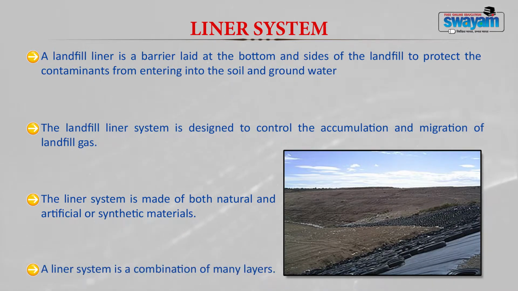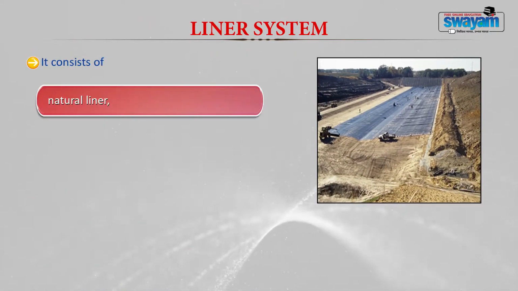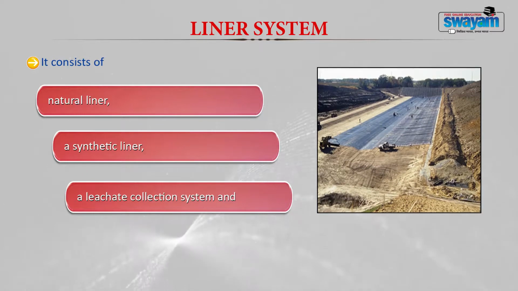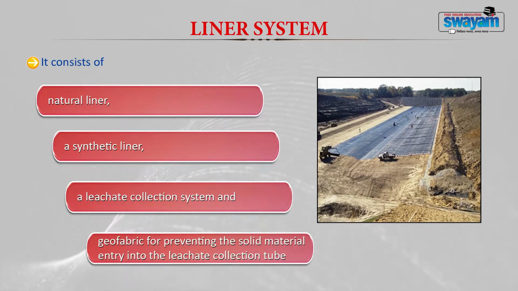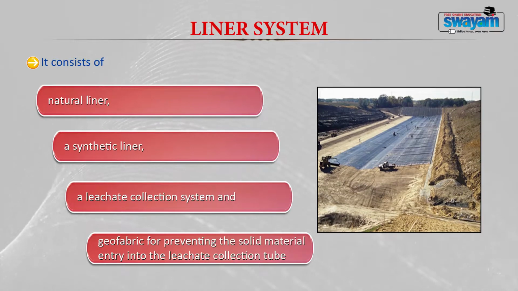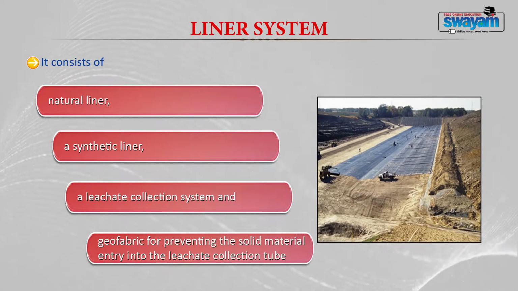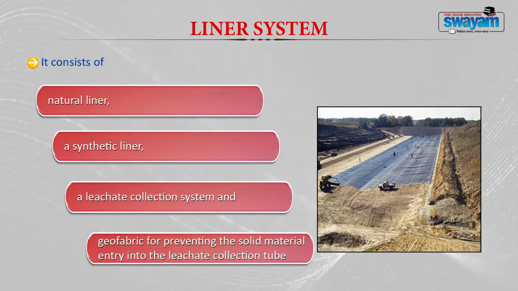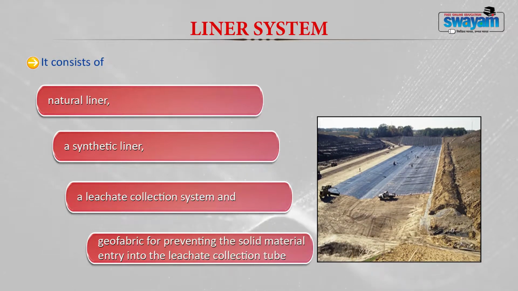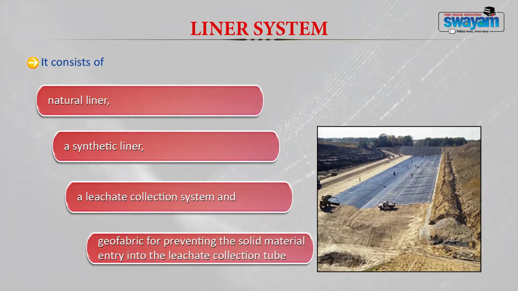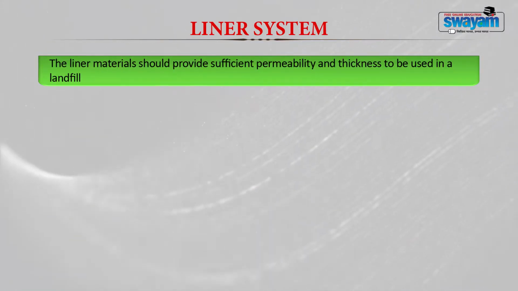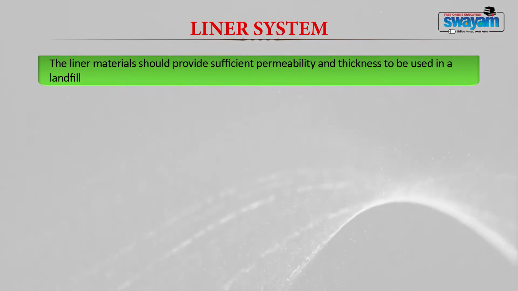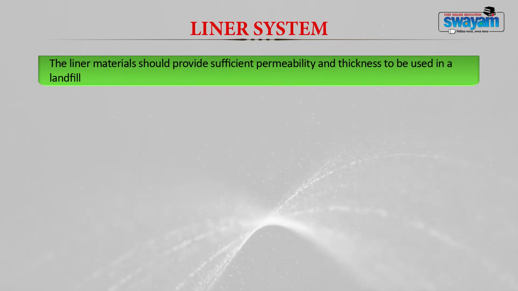A liner system is generally a combination of many layers and it consists of a natural liner, a synthetic liner, a leachate collection system and a geofabric for preventing solid material from entering the leachate collection tube. These become the components of a liner system. Liner is not a single layer, it is a combination of many layers. The liner materials should have low permeability so that they avoid the percolation of the watery material that oozes out from the waste material during degradation.